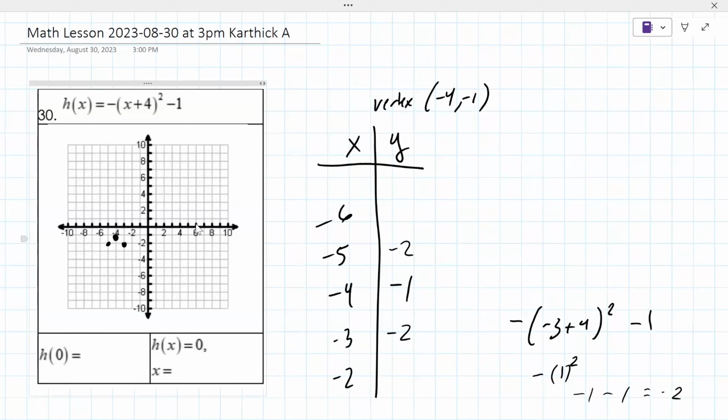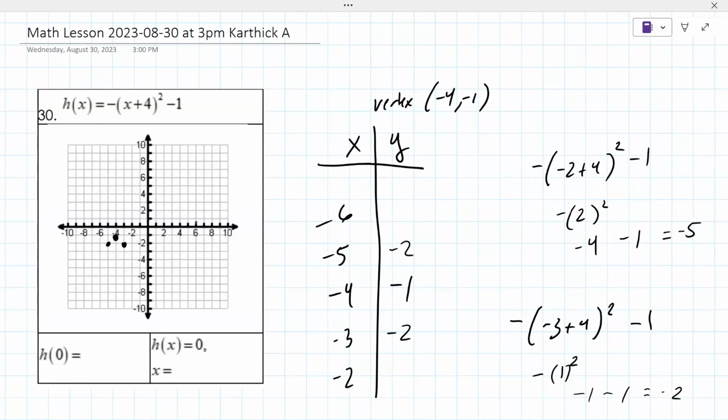Okay, so the next one here, -2, we put that in for x. So -2 plus 4 squared minus 1. -2 plus 4 is 2 squared. That's 4, then you negate it. -1 gives you -5. So you got to be able to fill in the table here. There is, like I said, another way to do it. Depends on your comfort level with that. But there you go. All right.